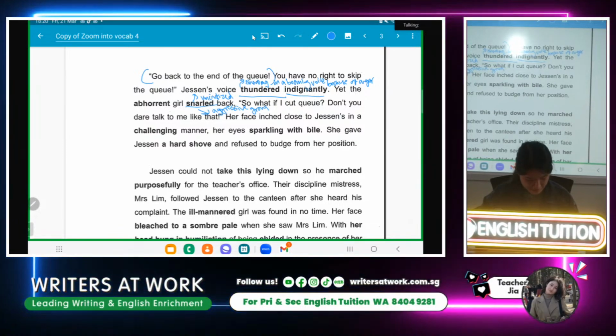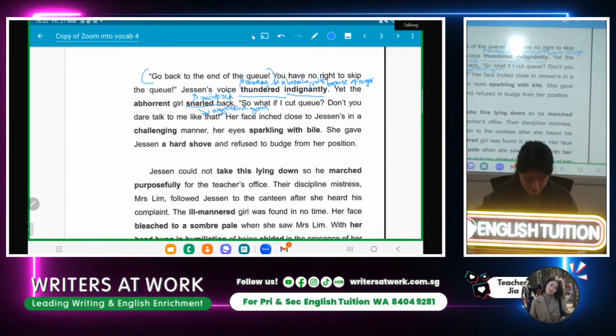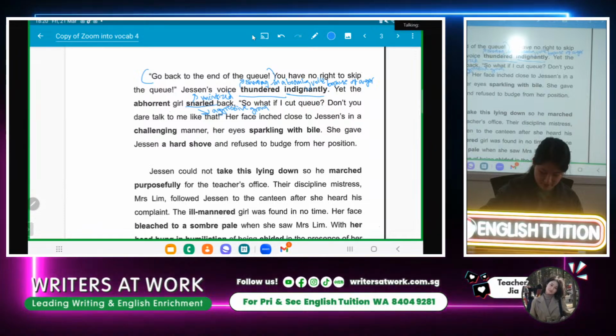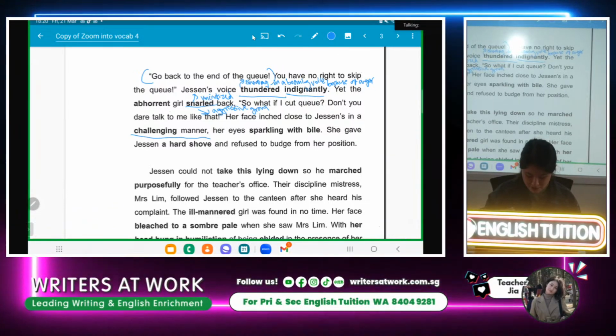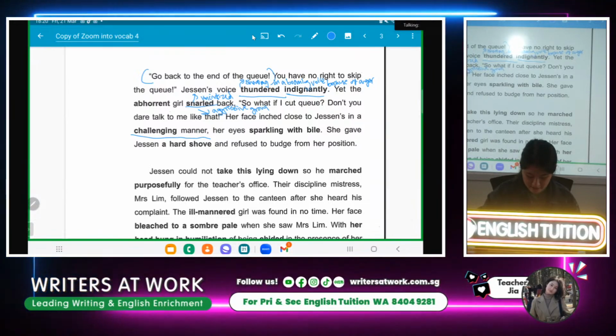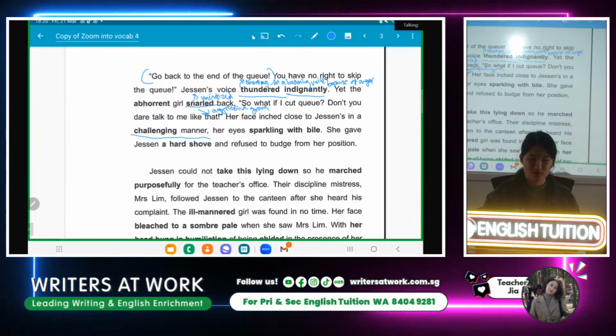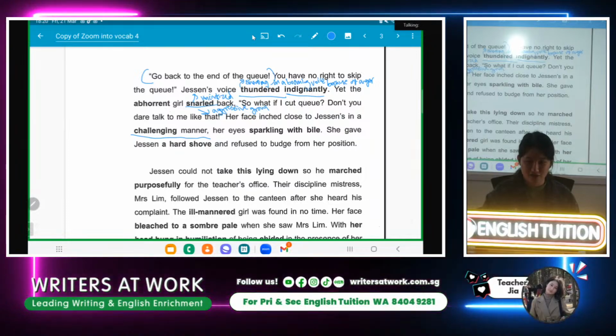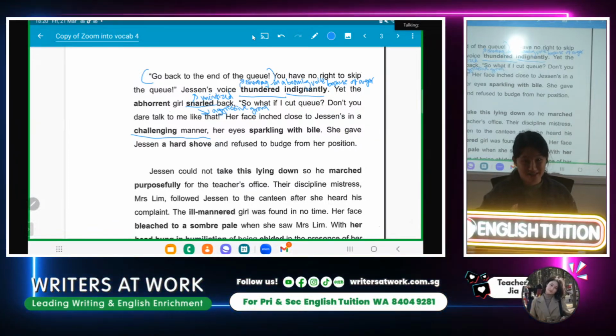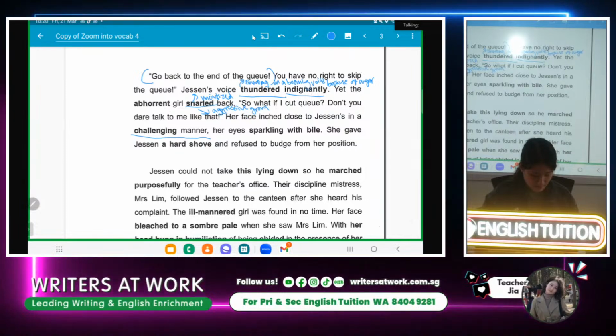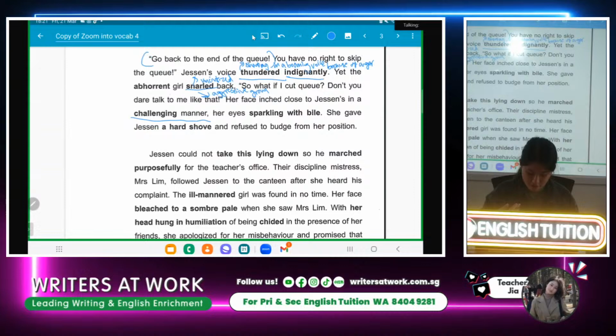So what if I cut Q? "Don't you dare talk to me like that." Her face inched close to Jensen's in a challenging manner, okay? So she's challenging him. You don't have to directly say that she challenged him, but you can rewrite it to say, "Don't you dare talk to me like that," she challenged him, okay? So you don't necessarily have to use any said verbs. You can say that she challenged him. In such a way, you're also using challenge like a said verb, okay? So definitely switch things up a bit within your composition.